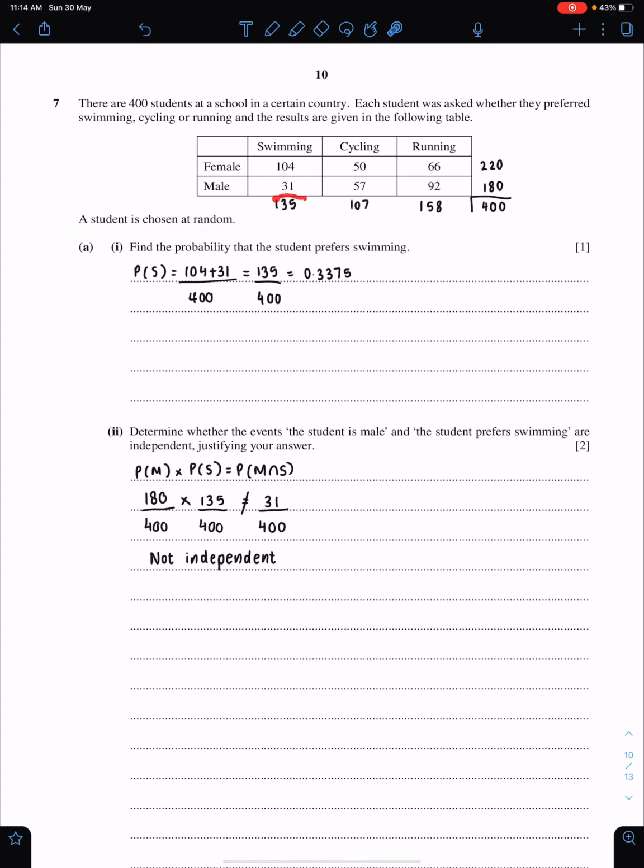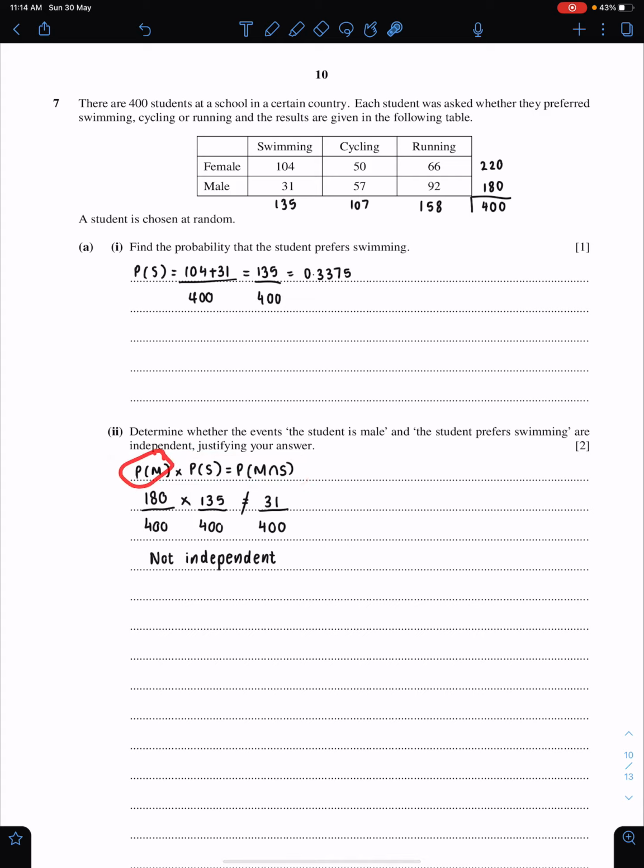So there are 135 students who prefer swimming. So 135 divided by 400. That's the answer. Part 2. Determine whether the events the student is male and the student prefers swimming are independent. This is the condition for independent events. We must verify whether the events are independent.